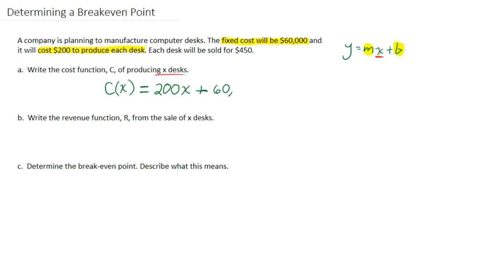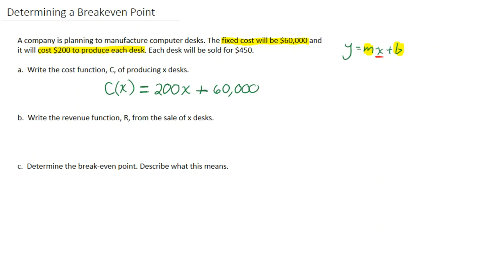Your fixed costs are stuff like rent, having your snow plowed, things like that. There's too much snow in the world. Alright, so this is the linear model for the cost function.